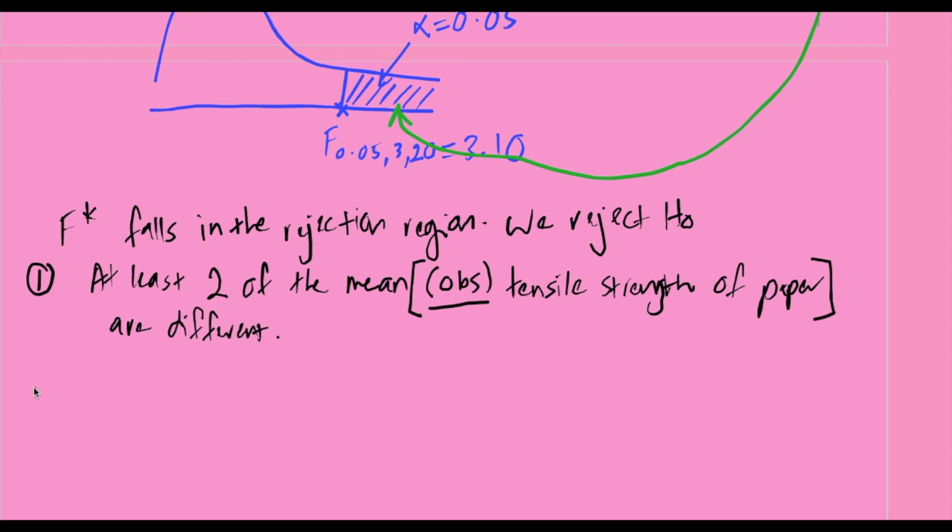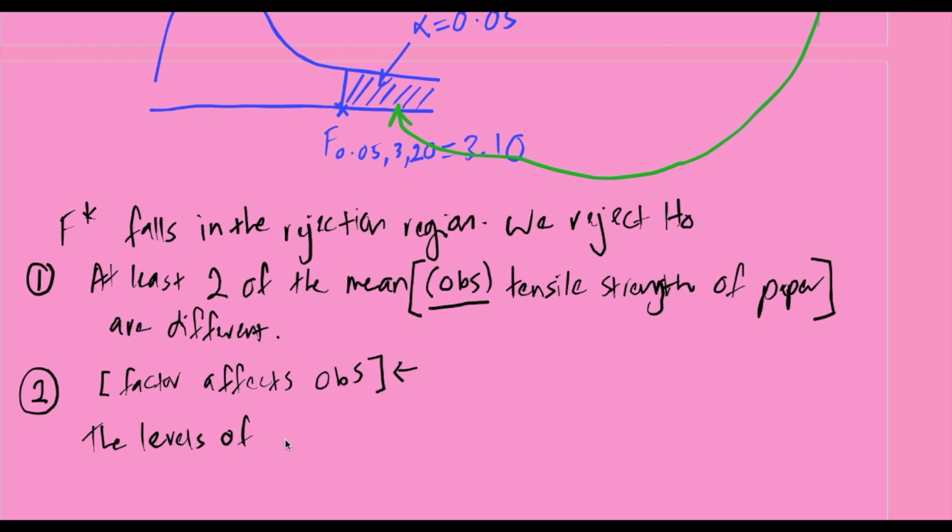Okay, the second way to write your conclusion would be whether the factor has an effect on the observation. So the factor is the wood concentration. Maybe I just jot down the formula. If we reject the null hypothesis, then there is an effect of the factor affects the observation. Okay, so this is the formula to write it down. And now I'm just going to write down the whole sentence. What is the factor? The levels of wood concentration.